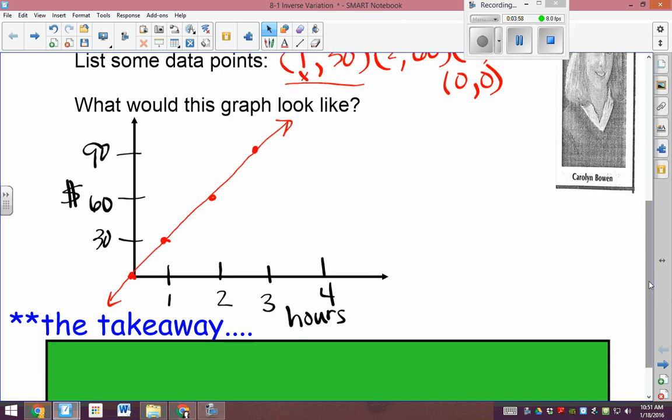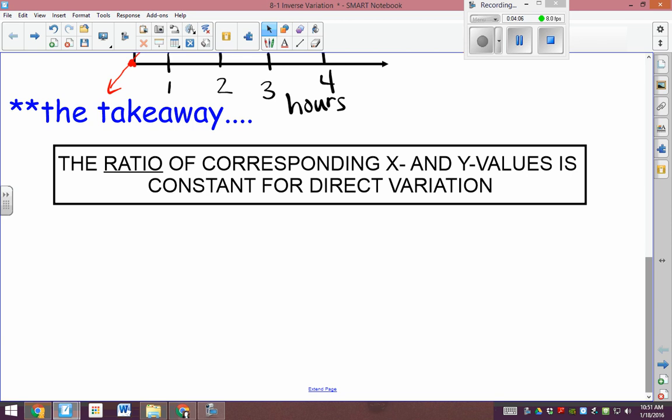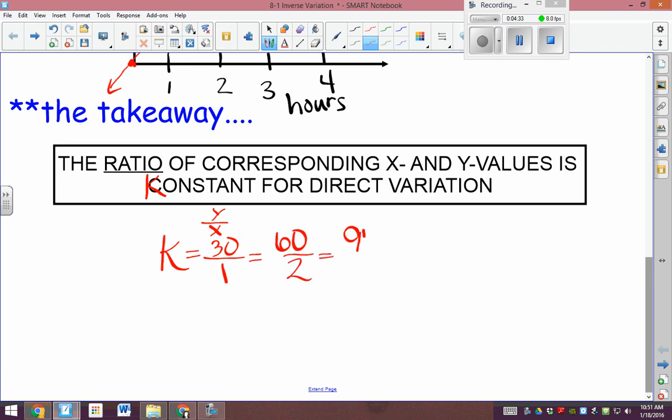Okay, let's point out some other trends here. The takeaway from direct variation is that the ratio of the corresponding x and y values is constant. So y equals kx. So k, our constant for your situation, is found by taking all of the y values and dividing them by the x's. So for instance, she made $30 in 1 hour. She made $60 in 2 hours. She made $90 in 3 hours, and all of those ratios equal 30.